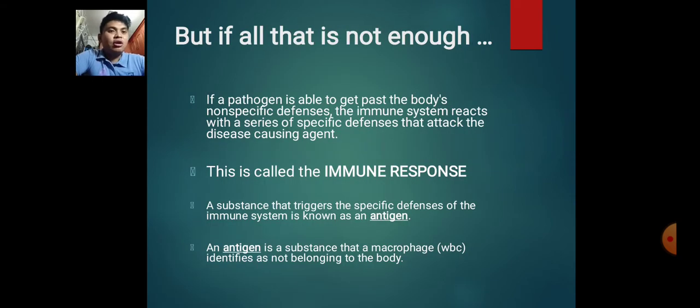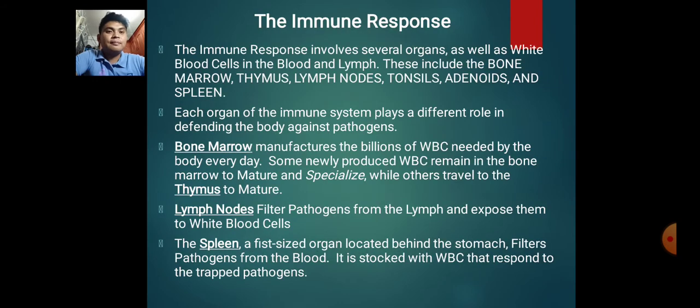But if all that is not enough, if a pathogen is able to get past the body's non-specific immune defenses and reaches the attack stage, this is called the immune response. A substance that triggers the specific defense of the immune system is known as an antigen. An antigen is a substance that macrophages, the white blood cells, identify as not belonging to the body. Yan, the immune response.